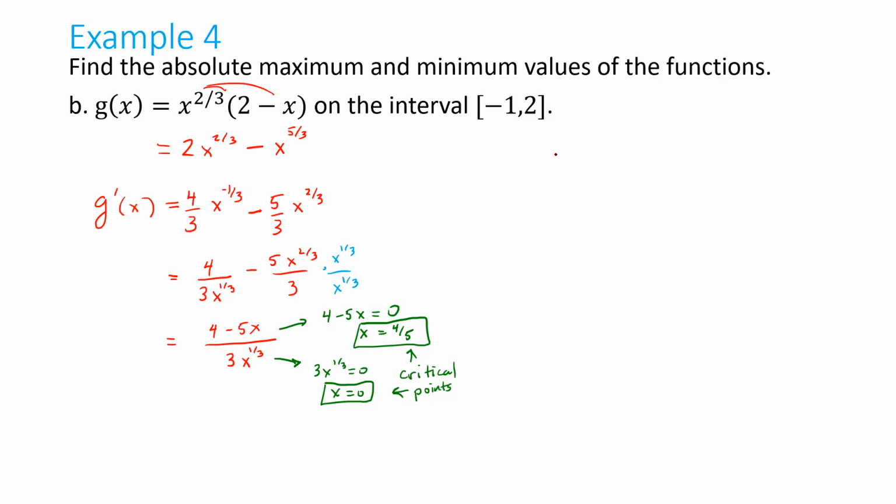Okay, so then we'll plug those back into the original. So we'll take g of 4/5, g of 0, but then we'll also evaluate at the endpoints. So we'll take g of -1 and g of 2. And then we'll see what we get in each of these cases. So let me do g of 4/5 on my calculator since it's a little bit easier.